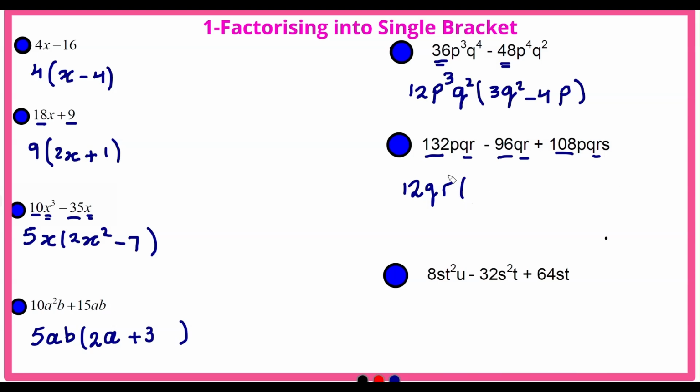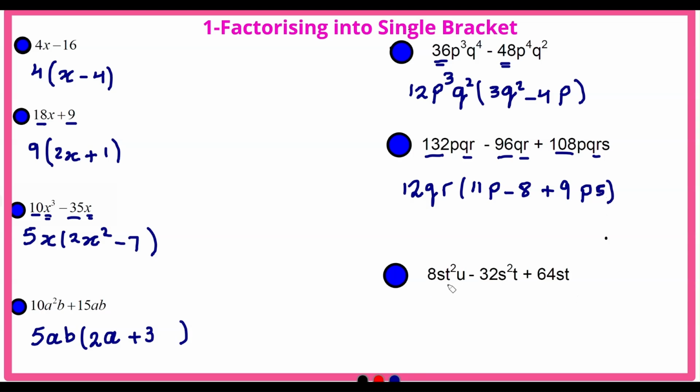Then I divide as normal. 132 divided by 12 is 11. So we have p, because qr is cancelled with qr, minus 96 divided by 12, that's minus 8. qr cancelled with qr, so I leave it like that. 108 divided by 12 is plus 9. And then I have ps. And I close the bracket. Okay?